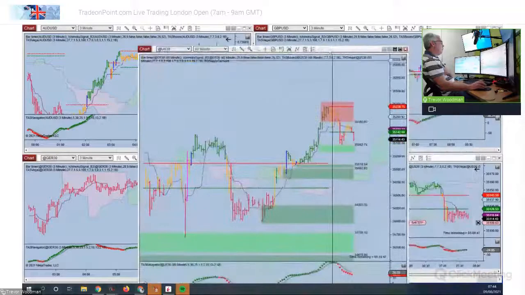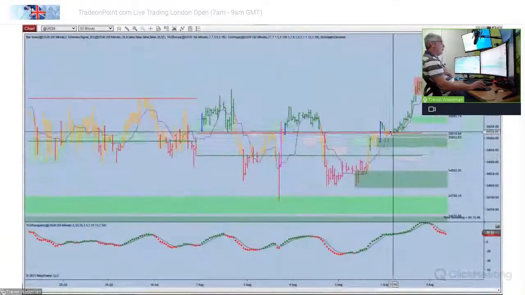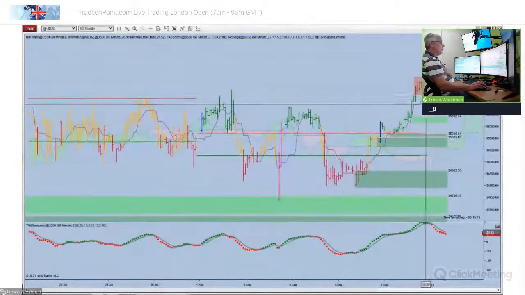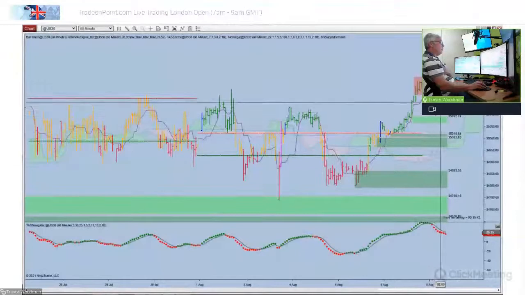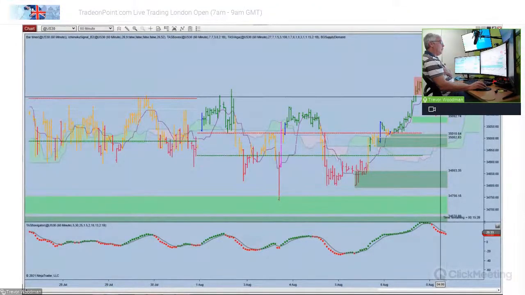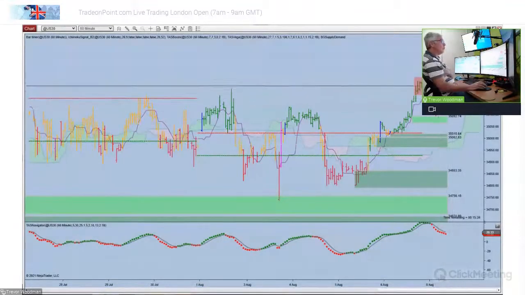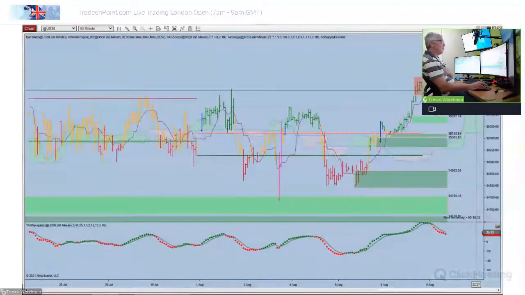Here you can see the 60-minute. So we've had this rally, a breakout of the TAS boxes. We formed another TAS box here. We broke below. We've come up, and we haven't quite retested the point of control. Point of control is sitting around about here.